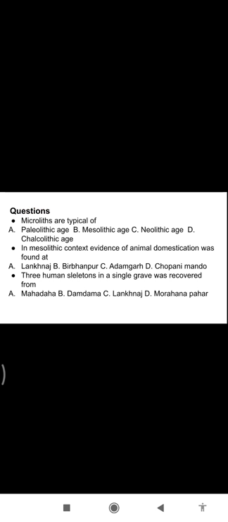Next, a few questions we will discuss regarding this period. Microliths are typical of Paleolithic age, Mesolithic age, Neolithic age, or Chalcolithic age. The answer is Mesolithic age. In the Mesolithic context, evidence of animal domestication was found at Lekhahia, Birbhanpur, Adamgarh, or Chopani Mando. The answer will be Adamgarh. Three human skeletons in a single grave were recovered from Mahadaha, Damdama, Lekhahia, or Morahana Pahar. The answer will be Damdama.